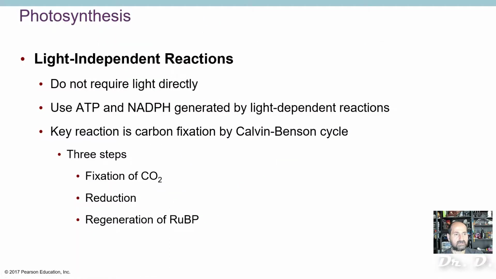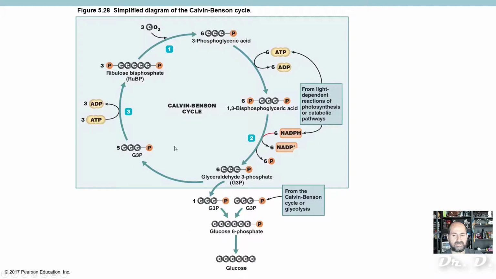So now let's talk about the light-independent reactions, aka the Calvin cycle. The Calvin cycle happens in 3 steps: fixation of CO2, reduction of that CO2 to sugar, and regeneration of the RuBP, ribulose bisphosphate. Again, this was covered in the last video, but I'll briefly touch on it again. If this is at all confusing, please go back to that other video that I linked at the beginning of this video. Again, the whole point of the Calvin-Benson cycle is to make sugar.